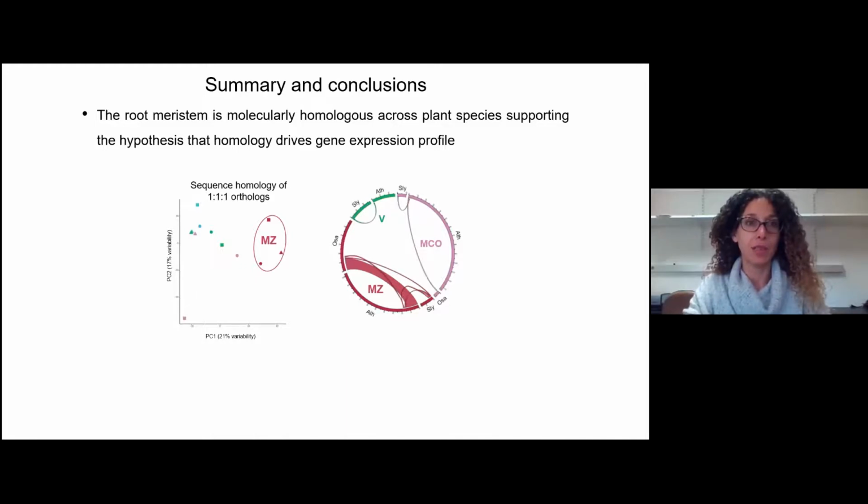So with that, I would like to summarize my talk and provide some conclusions. The root meristem is molecularly homologous across plant species, and that supports the hypothesis that homologous gene regulatory networks establish the identities of homologous cell types, tissues, and organs across species. In addition, the similarity of the root meristem is in line with animal studies that showed a higher expression correlation at early developmental stages than in mature homologous tissues.